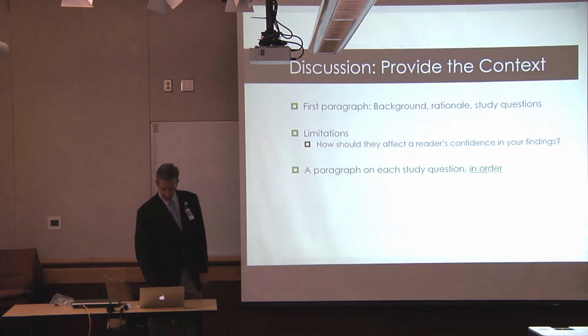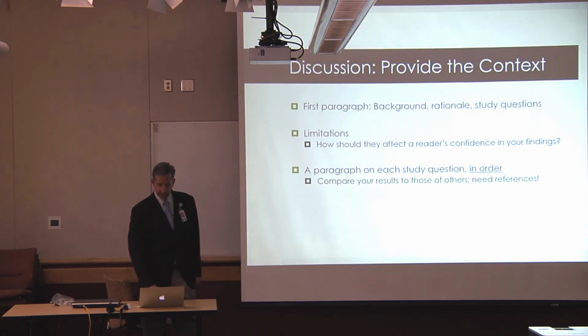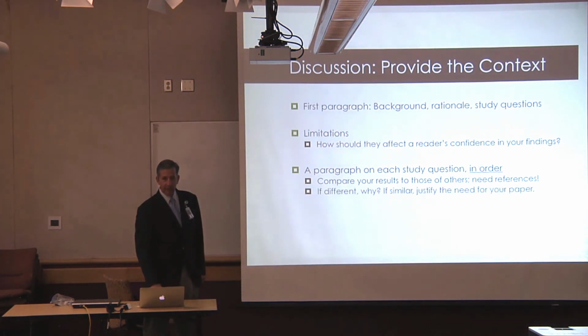Then I would say a nice way to structure a discussion section is to write a paragraph of discussion on each of your study questions. Begin those with a topic sentence that refers back to that study question so people know what they're about to read about. And then the idea of those paragraphs is to compare your finding to the findings of others on related topics. If you found something different than other people, try to explain why.